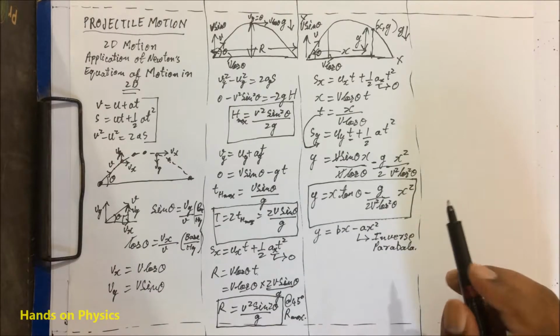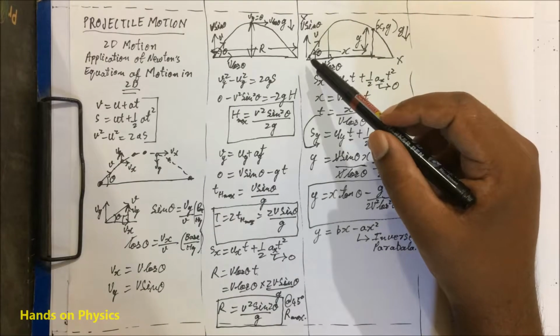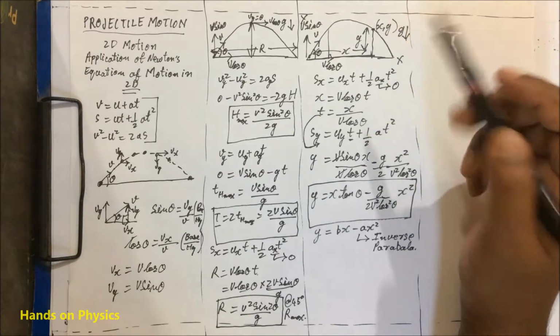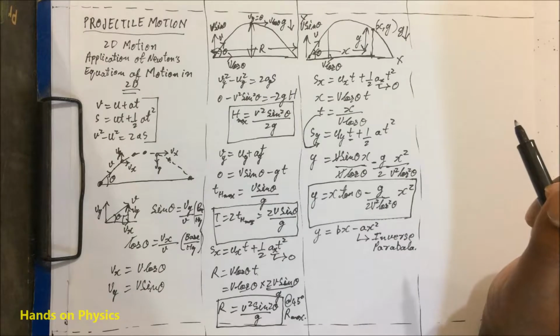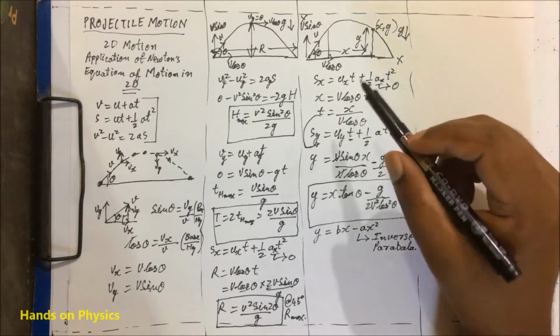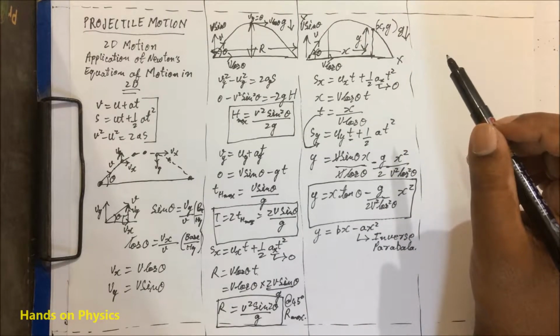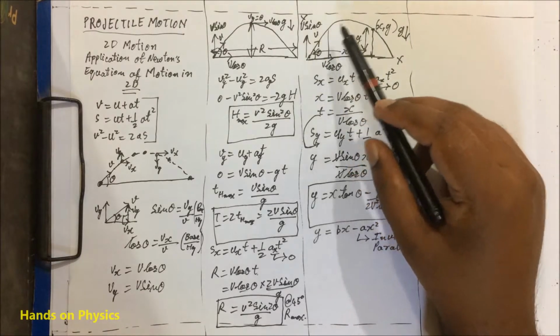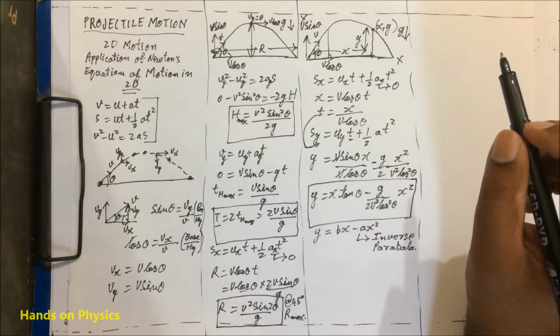That's why in any gravitational field, if you throw any object at an angle theta, it is going to go in a parabolic manner, in an inverse parabolic manner. In any cricket match, in any football match, in any baseball match, if a tank fires a projectile, everything will go in a parabolic manner.